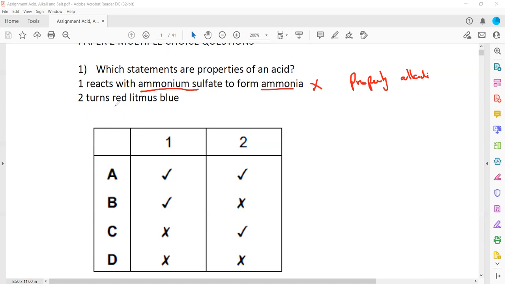And the second one, when acid is added, they mention red litmus turned blue. That is also wrong. Acid doesn't turn red litmus blue. Basically, alkali turns red litmus blue. If acid was there, it will turn blue litmus red. So the first one is not the property of acid. The second one is not the property of acid. So both are not the properties of acid. That's why D is the right answer. Is it clear now?